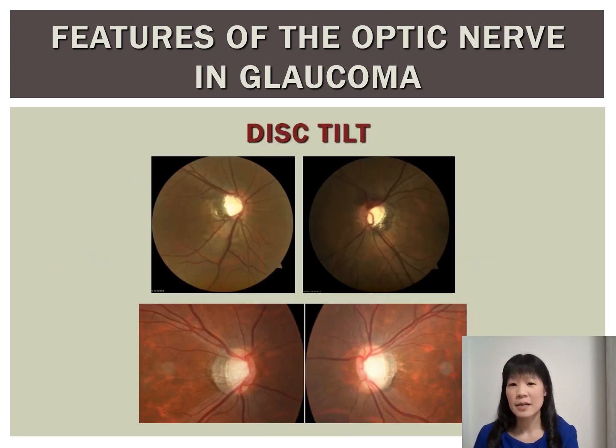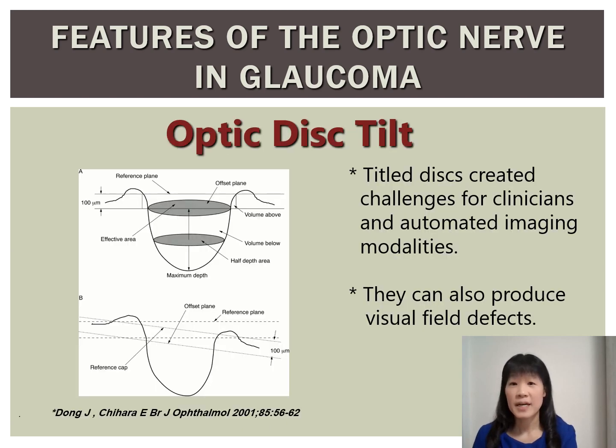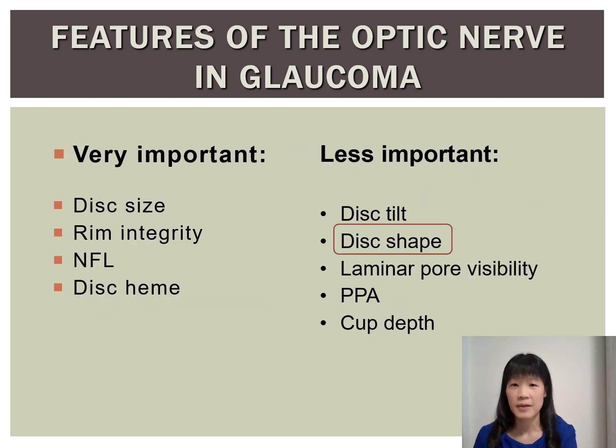So disc tilt is not that important. If you're myopic, you might have a disc tilt, but this doesn't necessarily mean you have glaucoma. Of note, a slight tangent, if you have myopia, very, very rarely your tilted nerve can cause visual field defects that are unrelated to glaucoma. But again, this is super rare.